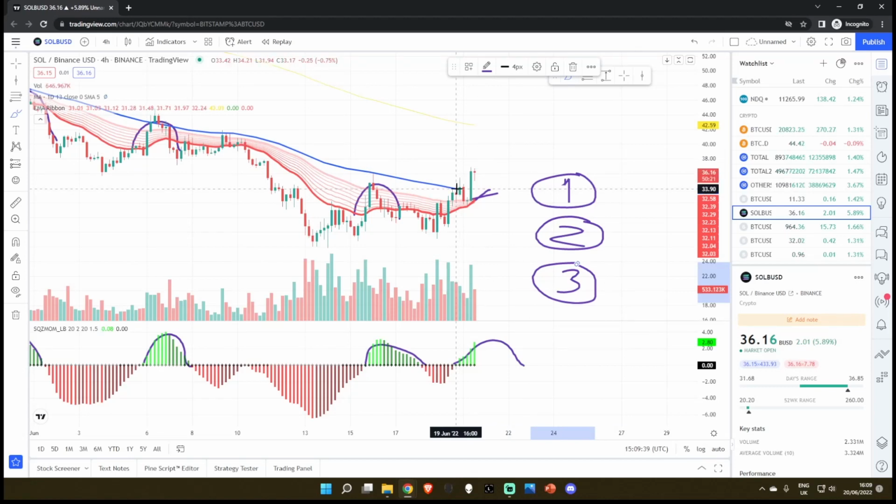Number three, once again, most importantly, you do need to come down to the 13 EMA after you have a flip, and then you need to back test it, confirm it as support, and then break above the invalidation point, which at this moment in time you can see we got rejected and started to move down at 36.85.